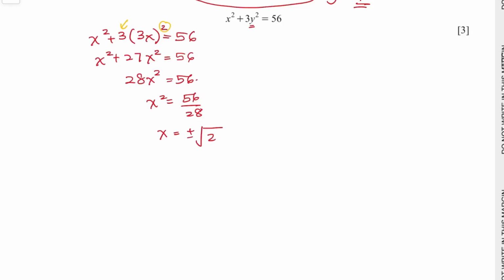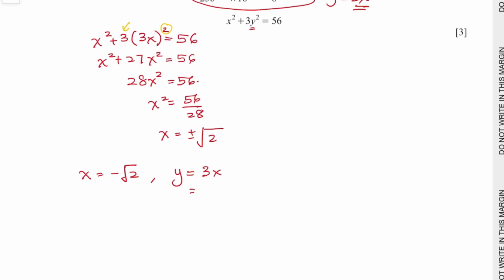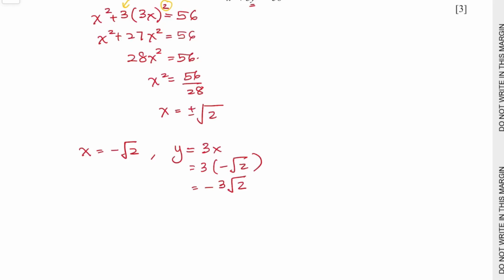Alright? Now when you consider x is equals to negative 2, what happens to your y? You should be getting that your y, substituting 3x, right? It's basically 3 times negative 2. Should be getting negative 3 2. Right? That's the first combination. When your x is positive square root of 2, then your y would be 3 square root of 2, positive. Okay, you should be having these two answers. First combination, the second combination.